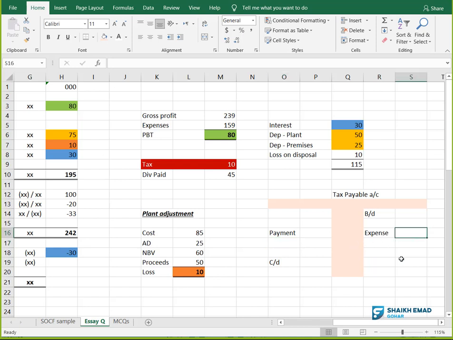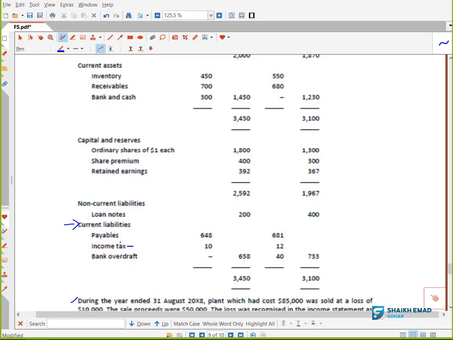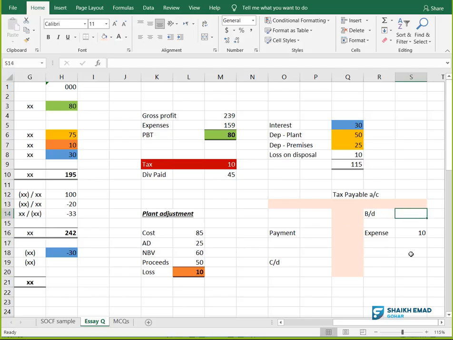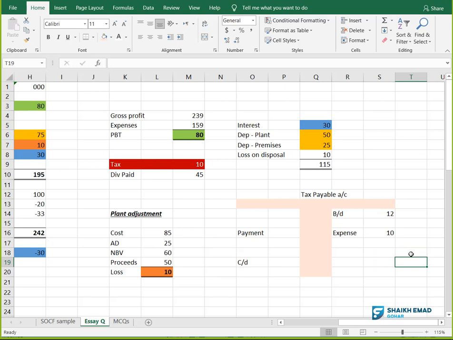So my friends, the expense is 10, and the opening balance on the tax account was 12 and closing is 10. Very simple. Opening was 12, you booked an expense of 10, but your closing is 10. It means how much did you pay during the year? You paid 12. I hope you are getting the story.